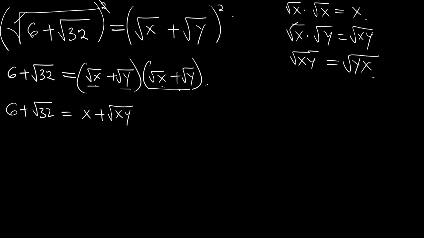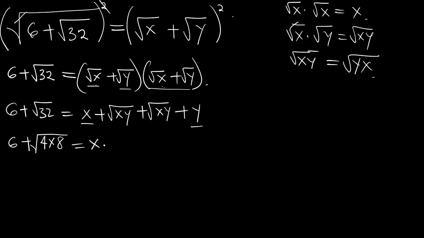Then we use the square root of y to multiply the whole of these two. So the square root of y times the square root of x will give you plus the square root of xy. Now the square root of y times the square root of y will give you plus y. So now we have 6 plus, and this 32 is the same thing as the square root of 4 times 8, because 4 times 8 is equal to 32.